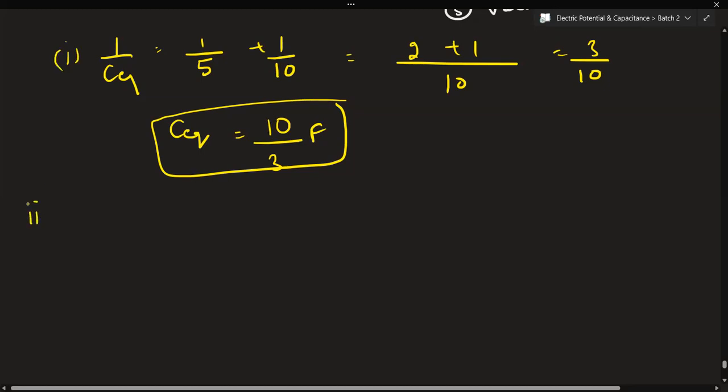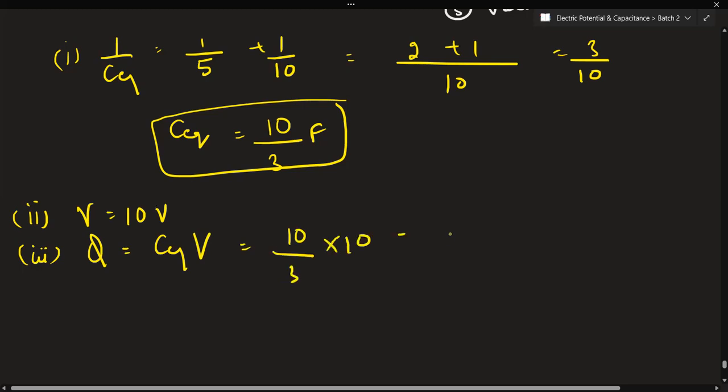Now see, second part says total voltage. Total voltage is given to you. Total voltage of the system is 10 volt. Voltage across each capacitor is not given to you. No, total voltage across the system is given, so you don't even need to calculate it. And third part says what? Charge. Now charge or total charge is what? Total capacitance multiplied by total potential. Total capacitance you have calculated 10 by 3. Total potential is 10. So this comes out to be 100 divided by 3 coulombs. This much answer.